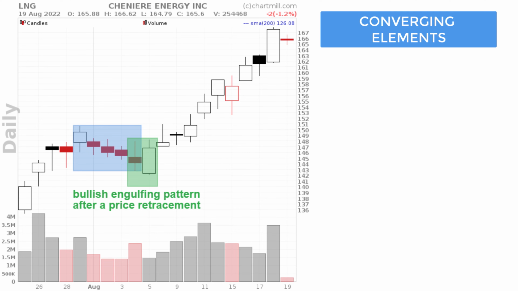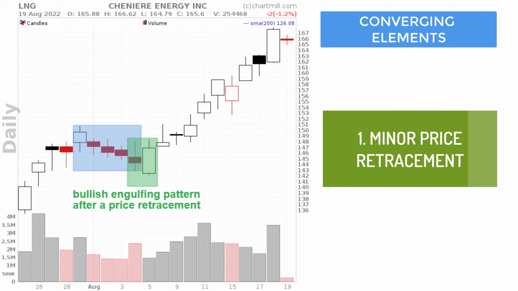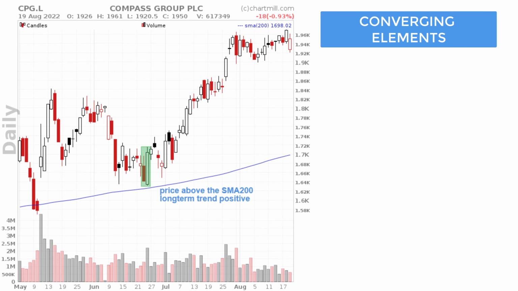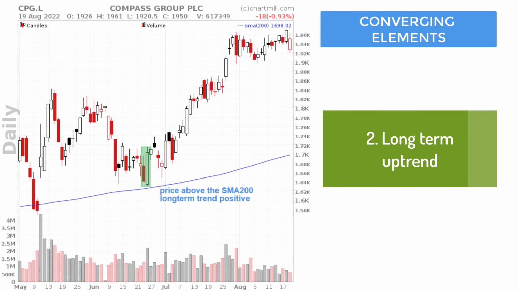The first converging element is a minor price retracement. Since the engulfing pattern is a reversal pattern, it is important that the candles preceding the pattern decline, so that at least a small drop in price is observed. The pattern finalizes the price retracement. The second element has to do with the long-term trend. Reversal candlestick patterns in falling trends, whereby the long-term trend is still bullish, offer the best opportunities. After all, in this way, you are trading in the direction of the existing long-term trend.